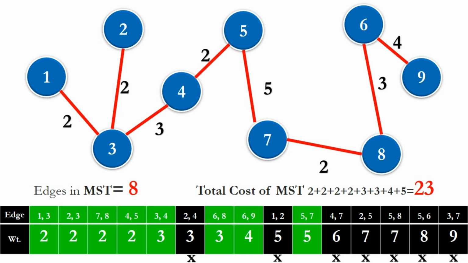And then if we're going to count the total cost of minimum spanning tree, just add all the edges value, like 2 plus 2 plus 2 plus 3 plus 3 plus 4 plus 5 with a total of 23. So that is how we are going to compute the total cost of MST and edges, using the 3 steps of Kruskal's algorithm.